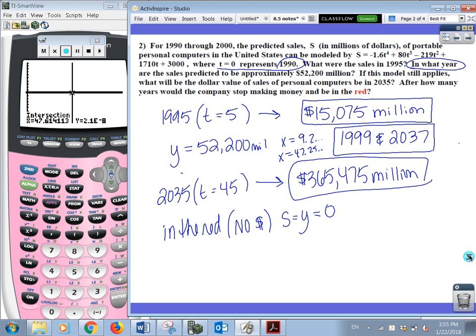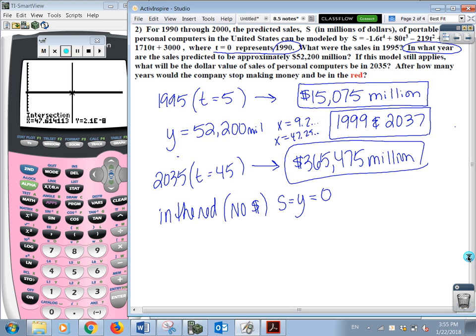So when it says after how many years, we are going to round. Now notice that Y equals 2.1 E negative 8. All that means is, that's another way of the calculator saying 0. So it's just a really little number, because that decimal point would be moved to the left 8 times. So 0.0007021, you round that to the thousandth, you get 0. So in the red would be 47.614 years.